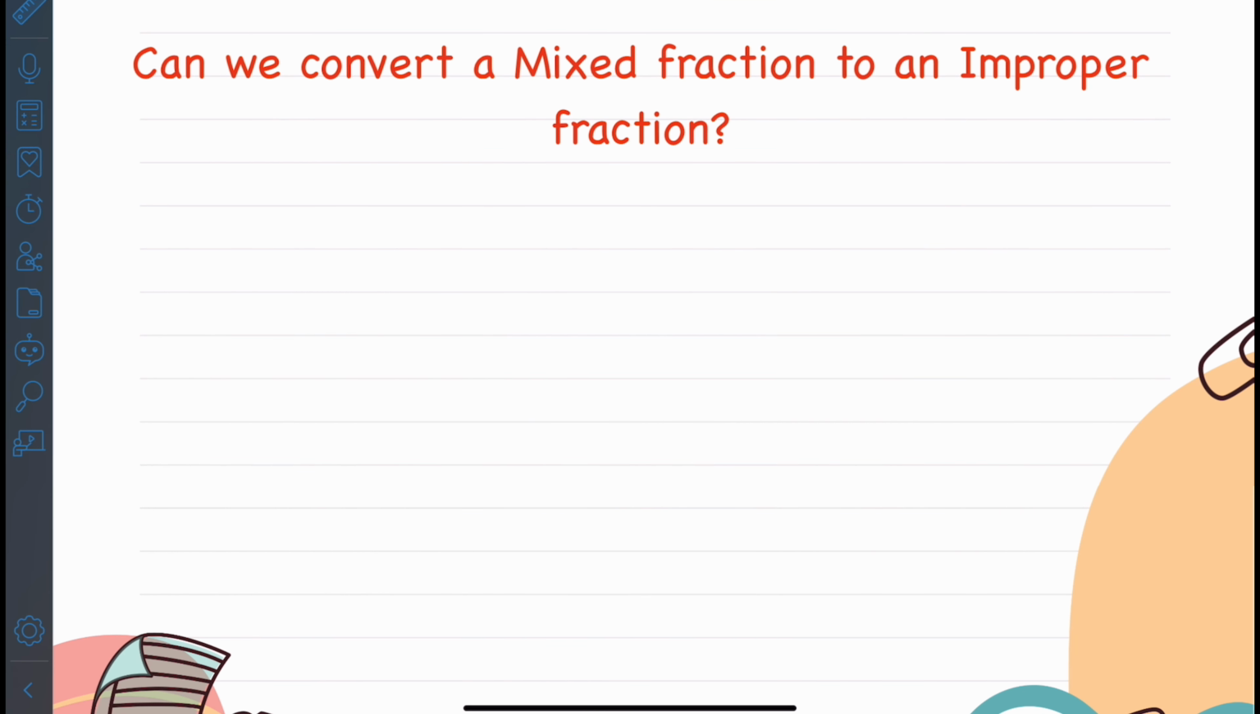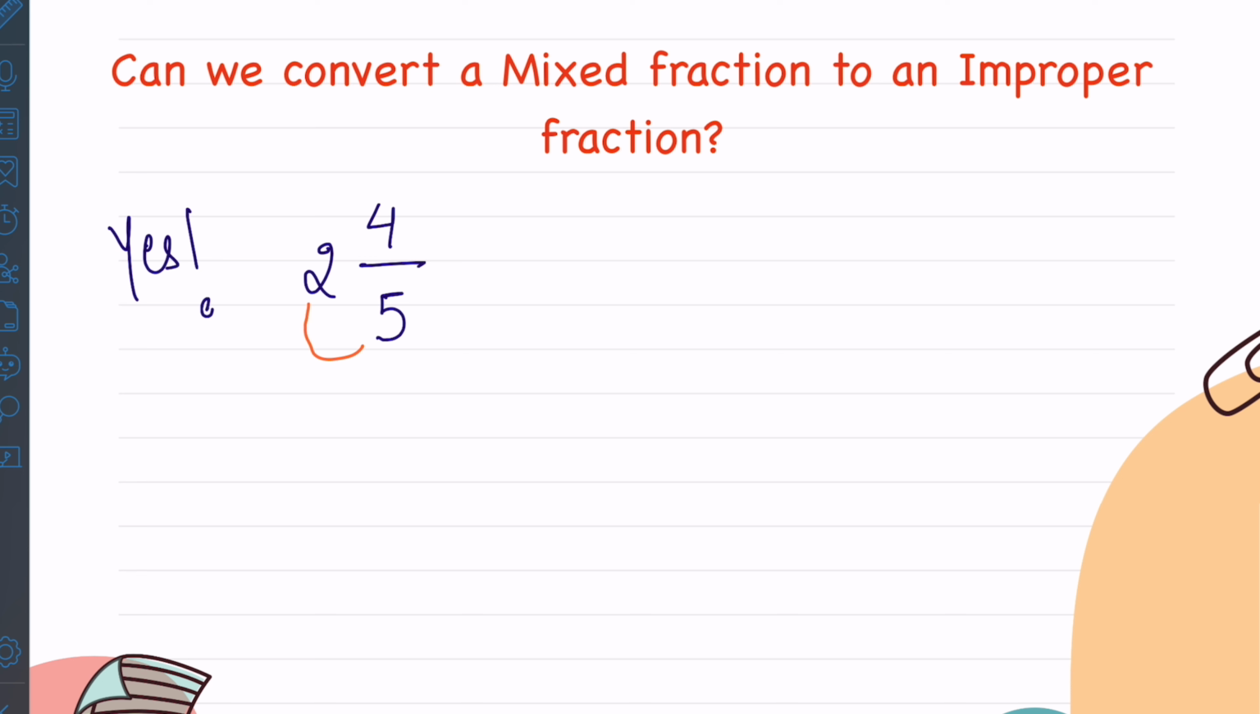Can we convert a mixed fraction to an improper fraction too? Yes, of course. It's even easier. Here we have 2 4 by 5. Multiply the denominator with the whole number and add the numerator to the product. That's 5 times 2 plus 4, which is 14. And the denominator remains the same.